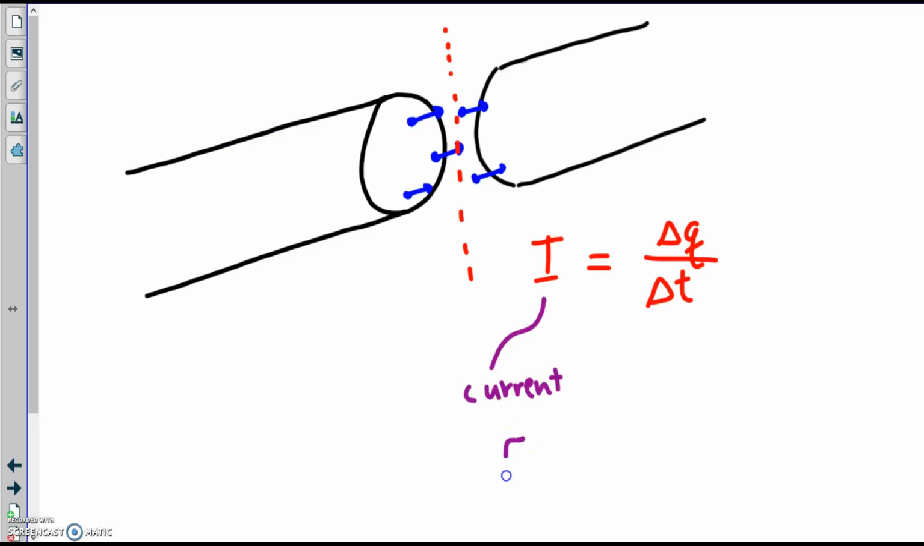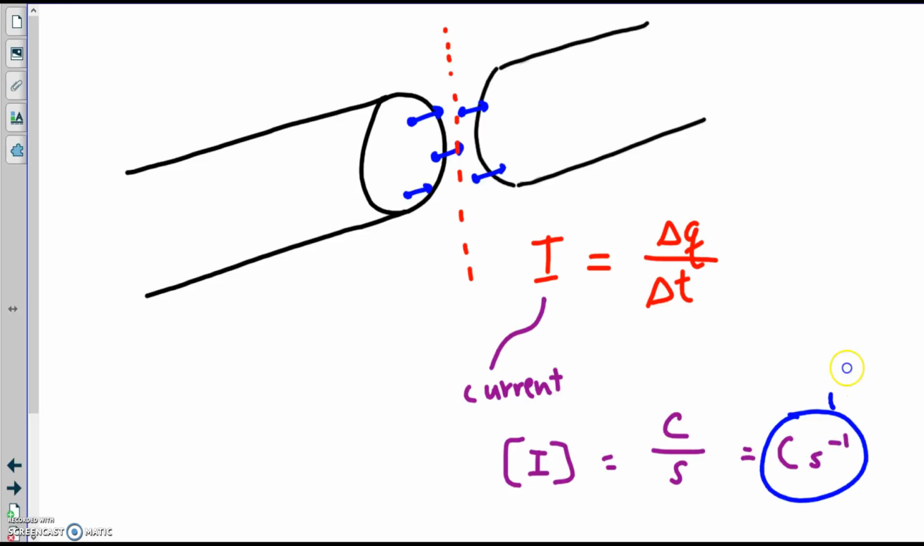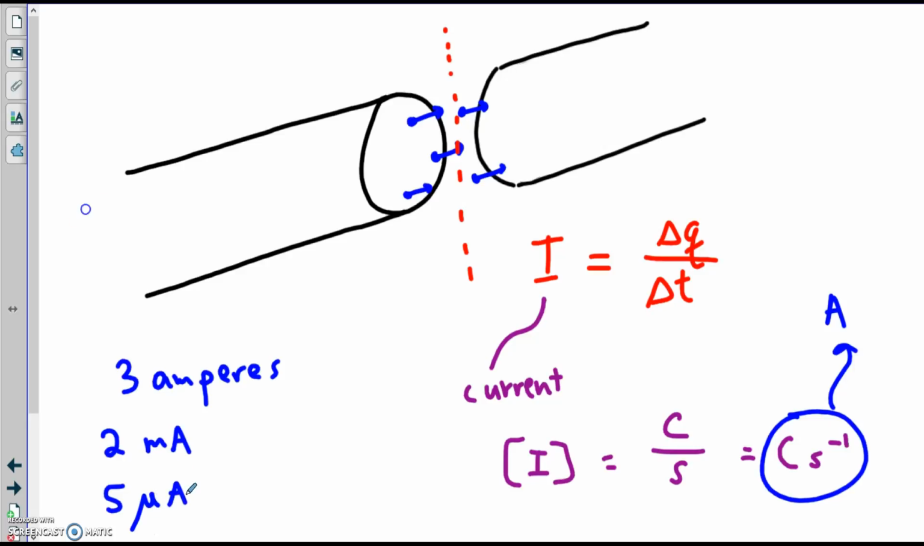The unit for current, we can see, is the coulomb per second. A coulomb per second is defined as an ampere, which we give the letter capital A. So you might say that the current is 3 amperes, or you could say it's 2 milliamperes, but sometimes we call it amps for short, 5 microamps.